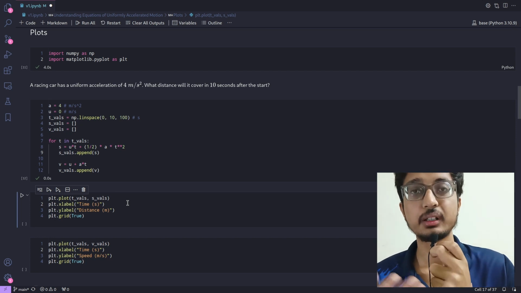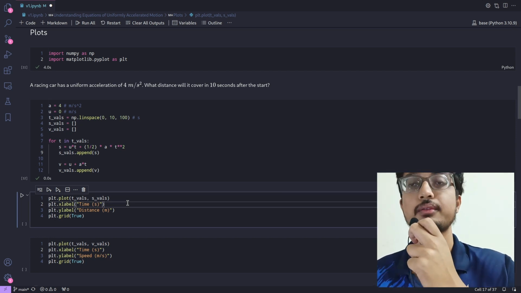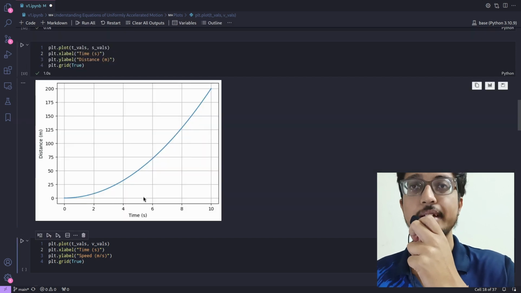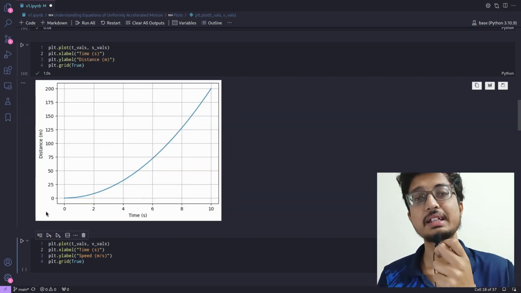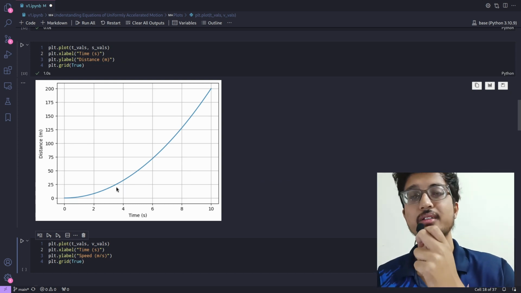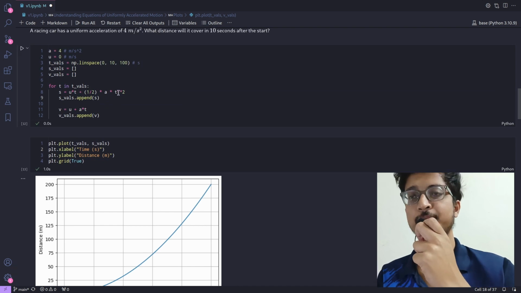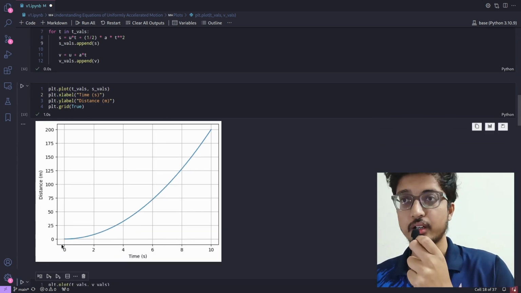Let's use the Matplotlib package for making the plots. So here I have the plots of distance on the y-axis versus time. So we can see that distance varies with time by a parabolic function here, and that's because if you look back at the equation here, S is proportional to t squared, and so this is basically a quadratic function here.